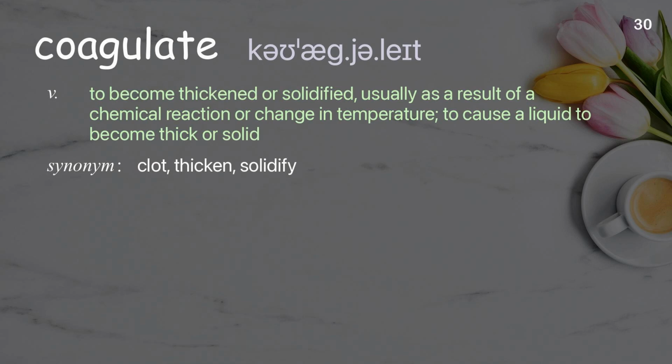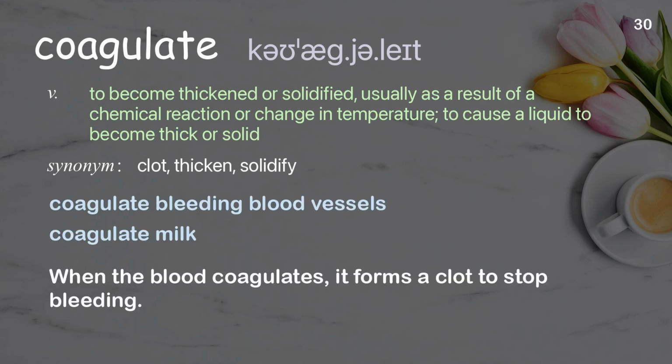Coagulate. To become thickened or solidified, usually as a result of a chemical reaction or change in temperature; to cause a liquid to become thick or solid. Examples: Coagulate bleeding blood vessels. Coagulate milk. When the blood coagulates, it forms a clot to stop bleeding.